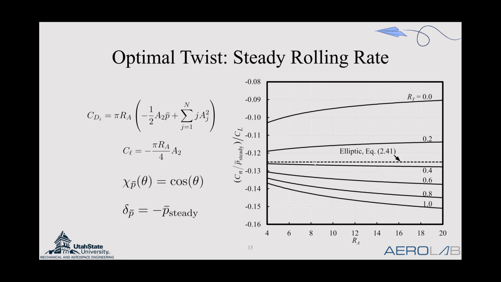If we were to use no symmetric twist, but use this optimal steady rolling rate twist. And similar results were found for the roll initiation case. If we were to use no symmetric twist on various tapered planforms with various aspect ratios, we always get a negative yaw corresponding to our roll maneuver. We always get adverse yaw for those cases.